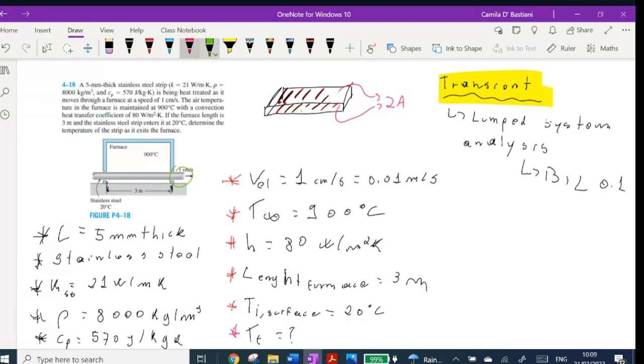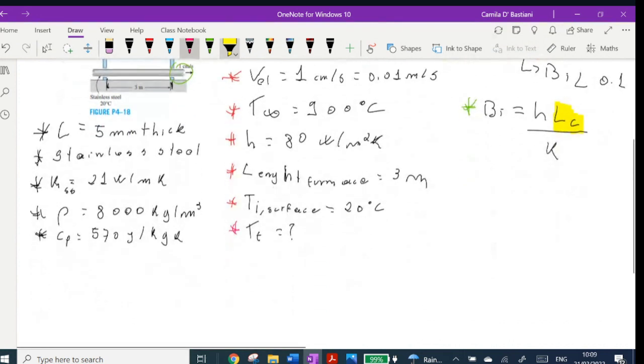How do you find the Biot number? What's the equation for the Biot number? My Biot number is equal to h, the convection coefficient, times the characteristic length, divided by my conductivity. I don't have my characteristic length, so the first thing I started doing in this problem is to find my characteristic length.